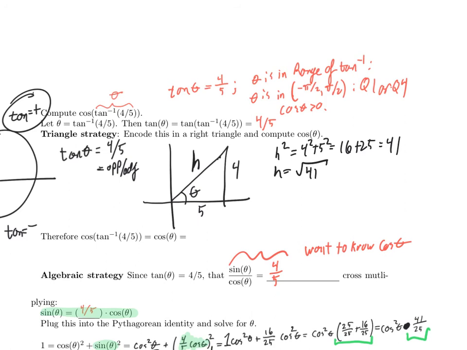Now I need cosine of theta. Cosine of theta is equal to adjacent over the hypotenuse. Well, the adjacent is 5. The hypotenuse is the square root of 41. And what did I just do before to get rid of that 41 in the denominator? Well, you need to multiply and divide by the square root of 41.